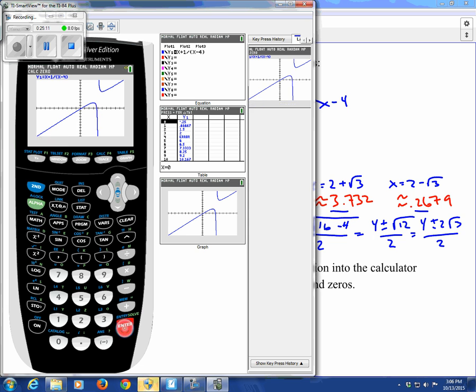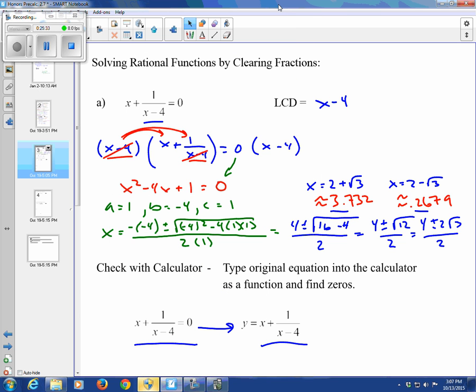We go a little to the left, which in this case is above the x-axis, and a little to the right. Oops, that's a little far to the right. So a little to the right, hopefully that's enough. Press enter, and then enter again. And there we've got our 3.732. So both of these turn out to be valid solutions for our rational equation here.